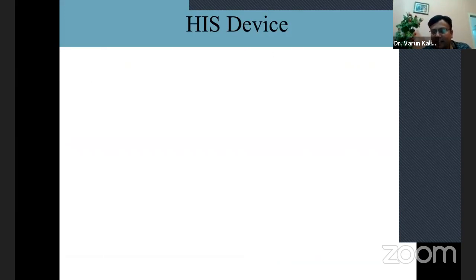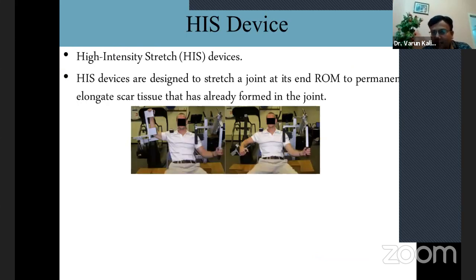Next is the HIS device. What is the HIS device? High intensity stretch device. We already saw that JAS, JAS now is the HIS. HIS devices are designed to stretch a joint at its end range of motion to permanently elongate scar tissue that has already formed in the joint. Here one important thing is the scar tissue. We will use this HIS device in those patients who have already developed scar tissue in the glenohumeral joint.